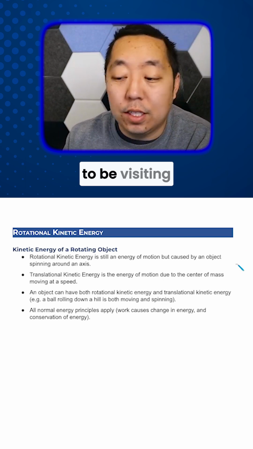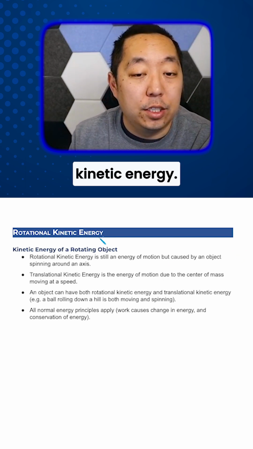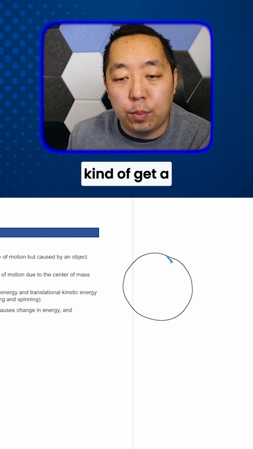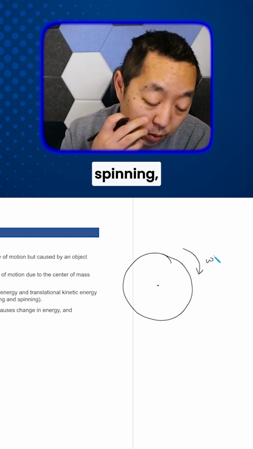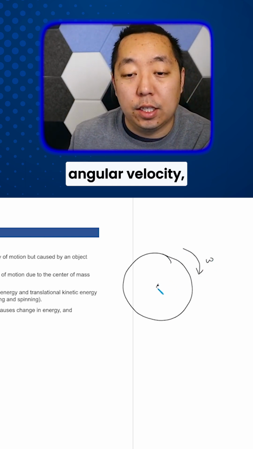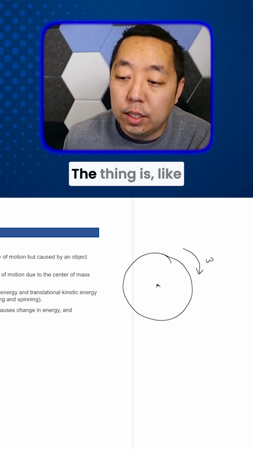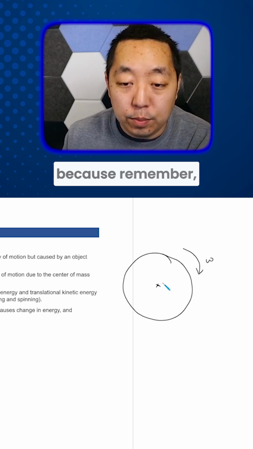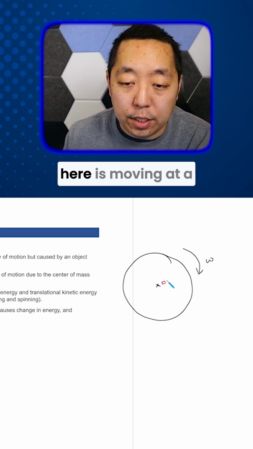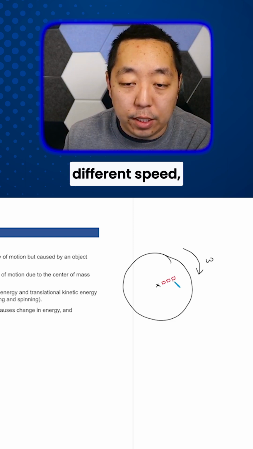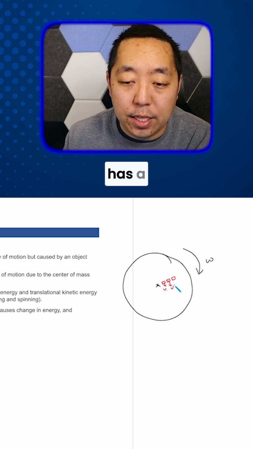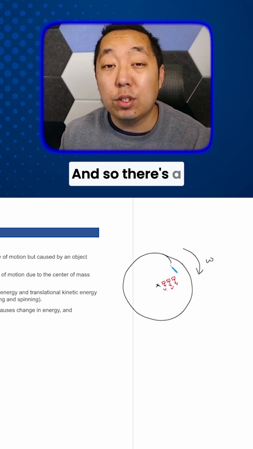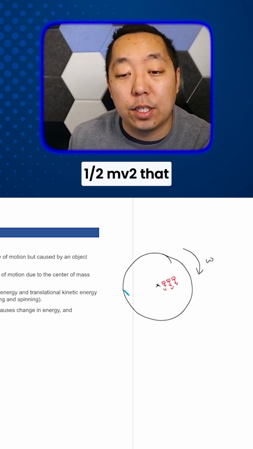Now we're going to be visiting rotational kinetic energy. Let's get a big picture of what's happening here. If you have something that's spinning with an angular velocity, let's just say a solid disk here, there's kinetic energy, because remember, every single piece here is moving at a different speed. There's a speed here. Every little chunk of mass has a velocity vector there. And so there's a whole bunch of 1/2 mv² that you can add up.